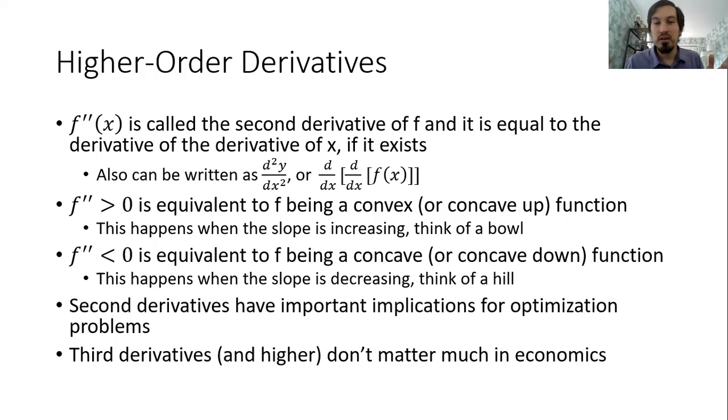So as a preview, it's a little bit backwards from what you might think. When the second derivative is positive, we're looking at minimums. And when the second derivative is negative, we're looking at maximums. You may think of maximum as a positive and minimum as a negative, but it's actually the reverse. The maximum occurs when the second derivative is negative, and the minimum occurs when the second derivative is positive. What about third derivatives and higher? Of course, you could talk about a third derivative, but they don't matter much in economics. And that's what this class is about, so I'm not going to tell you too much about them.